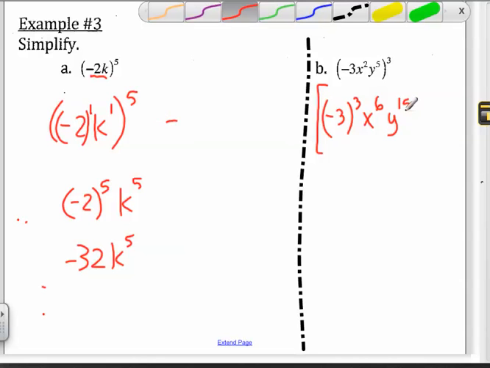15. Now I don't need to do anything to the variables, but I do need to simplify that number out there. What's its sign going to be, Arjun? This coefficient is going to be negative because I'm raising it to an odd power. What is 3 cubed, Joseph? 27. So it's negative 27, x to the 6th, y to the 15. Beautiful. All right, guys, done with that one. We've got one more example.